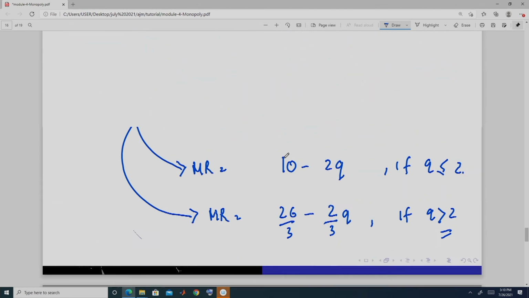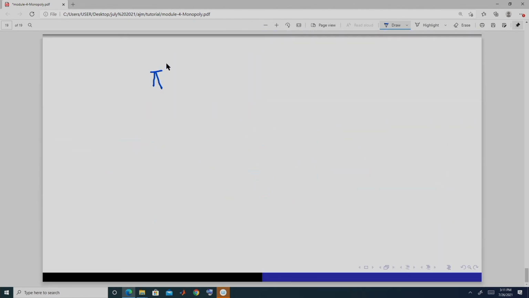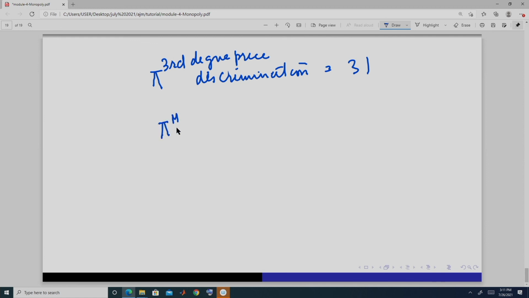So, if we compare, what do we get? We get that the profit in third degree price discrimination is equal to 31, and simple monopoly profit is 91 by 3. So, third degree is greater than simple monopoly. So, there is always going to be a tendency among monopolists to do third degree price discrimination if it is possible for them. Okay?